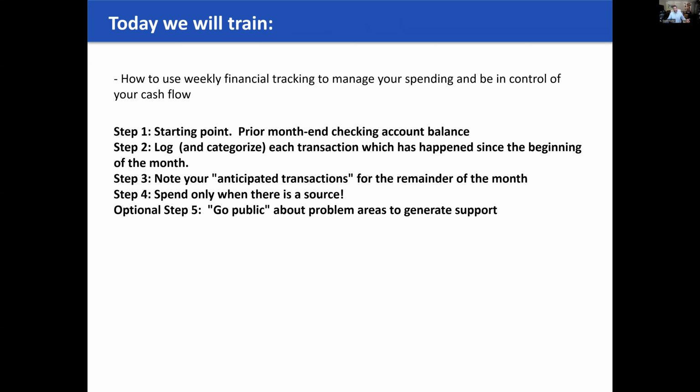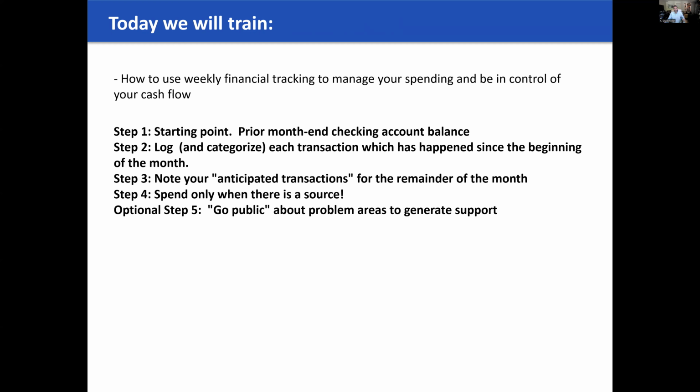Step 2, log each transaction that's happened since the beginning of the month. We're also going to categorize those transactions. Step 3, note your anticipated transactions for the rest of the month. So everything you think is going to happen until the end of the month.